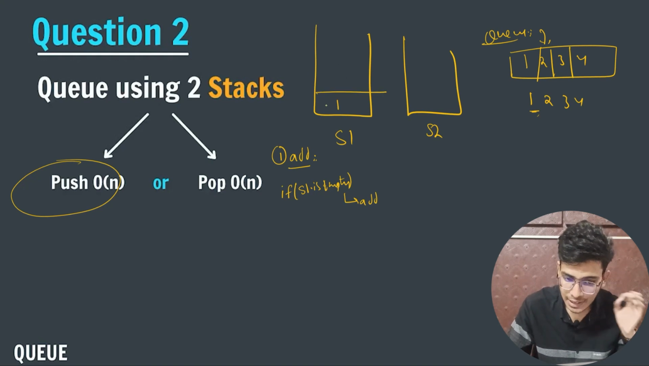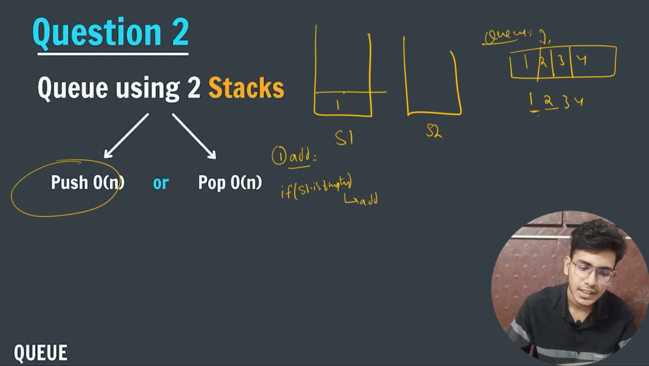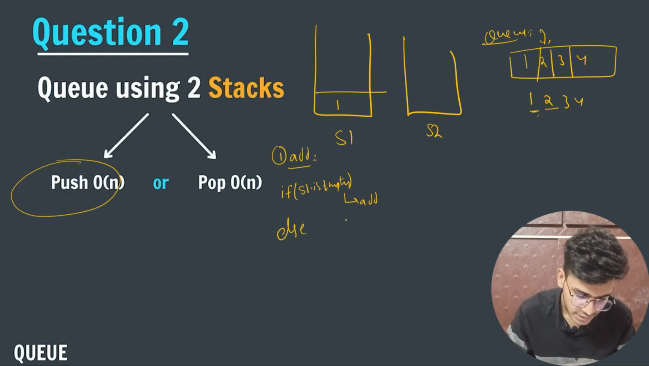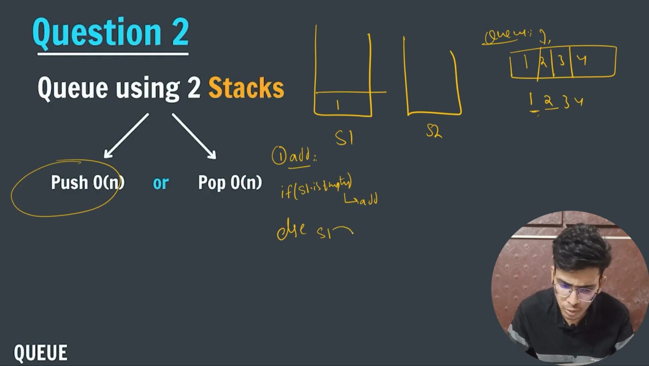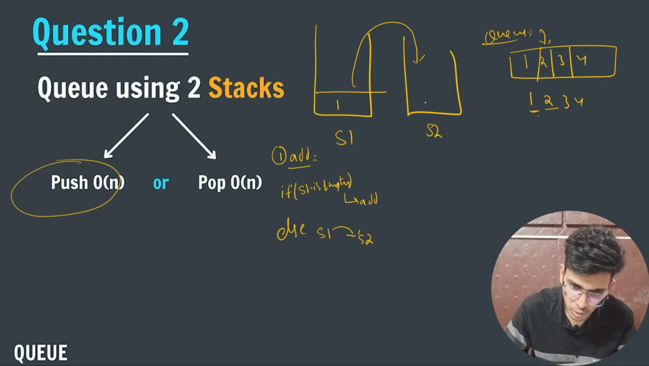Now after that I will go to 2. Here you can see that the stack is not empty. So if stack 1 is not empty, then first of all we have to take whatever elements we have from stack 1 to S2. So I will take 1 to S2.